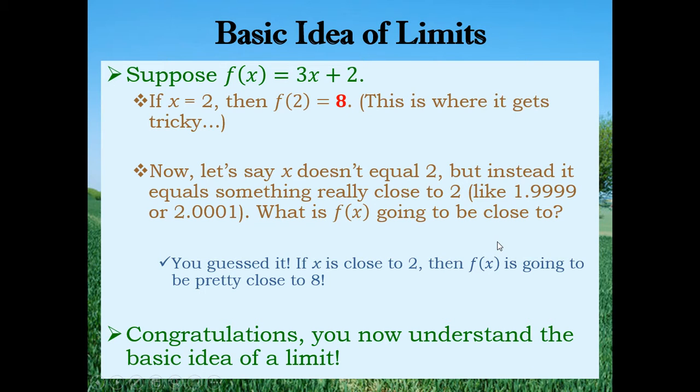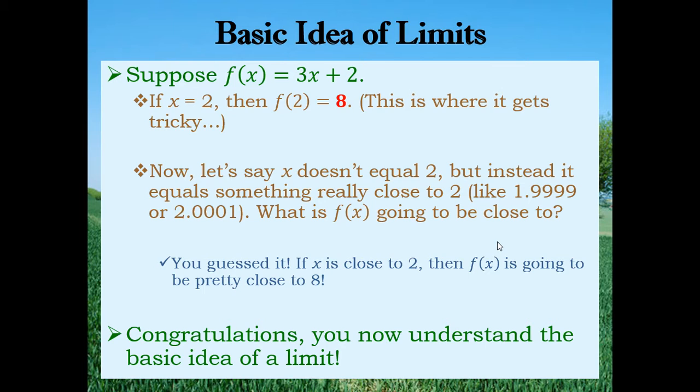So we're going to start off by talking about what a limit is. Now, limits sometimes seem very confusing, but we'll try to simplify it as best as possible. So suppose I have some function f of x equals 3x plus 2. Now, if x equals 2, then f of 2 is equal to 8. Now, let's say that x doesn't equal 2, but instead it equals something really close to 2, like 1.999 or 2.0001. What is f of x going to be close to? Well, definitely it's going to be close to 8. So then f of x is going to be pretty close to 8.